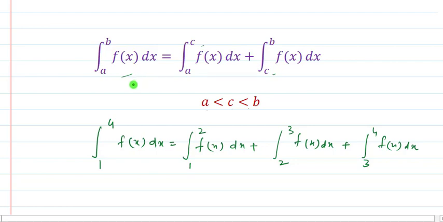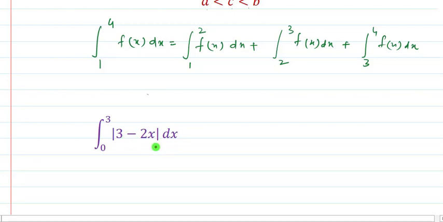Let me take an example to illustrate this property. Here is one problem in front of you which can be simplified by using the above property. So you know very well how to define the modulus function. Let me write the definition of this given modulus function. You know very well that modulus of 3 minus 2x can be written in 2 ways.